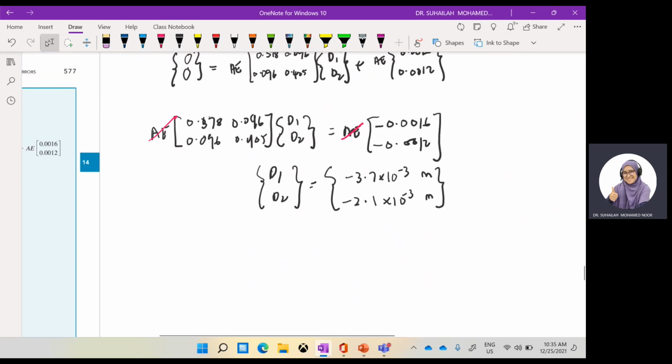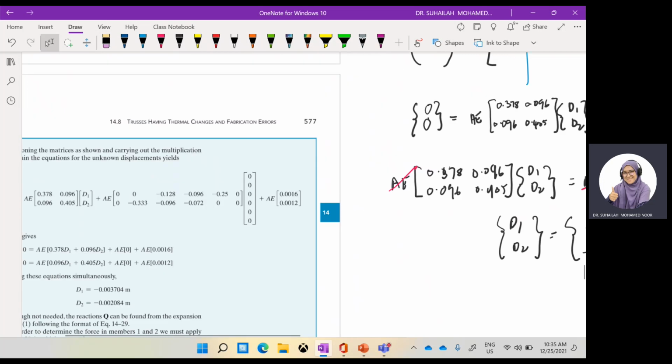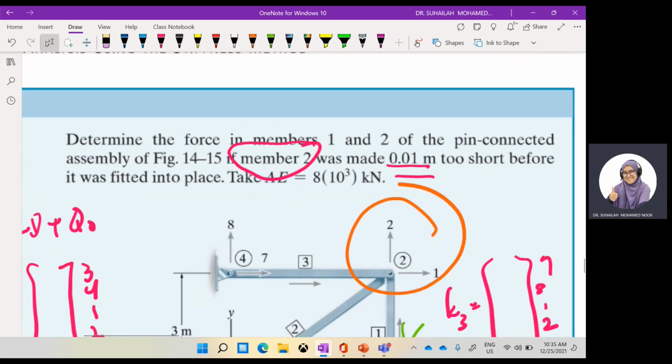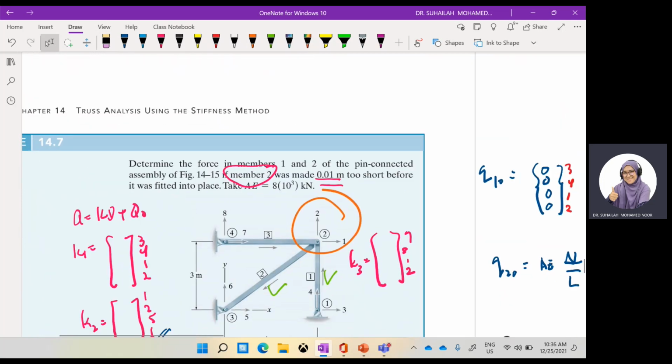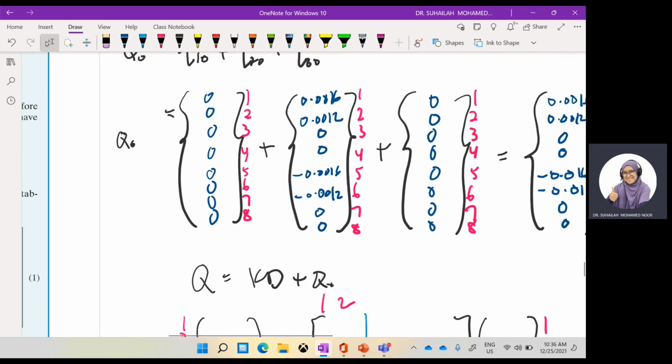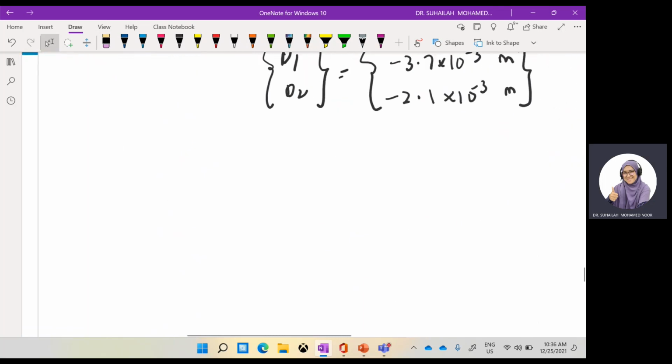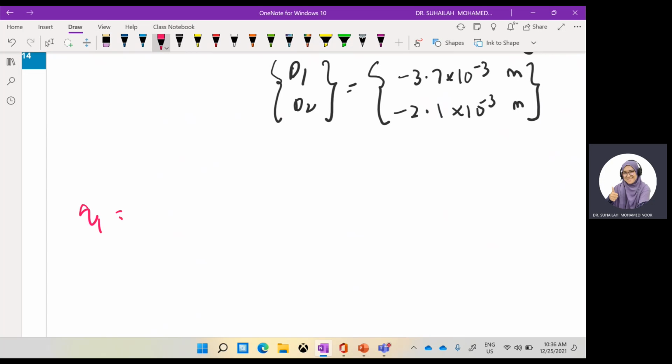Okay, so this is the D value. To answer this question, which asks us to calculate the force in member 1, we have to use the formula Q1. Q1 represents the force in member 1. Q1 does not represent the equivalent element nodal force. This is a different thing.